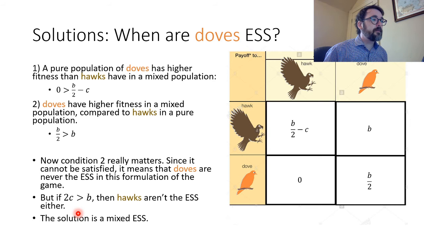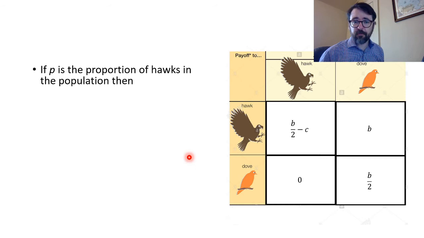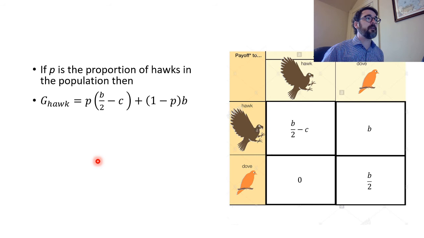But if the costs are more expensive than the benefits, 2 times the cost, then hawks aren't the ESS either. In that case, we get a mixed ESS. Right, and if P, just like before, is the proportion of hawks in the population, then we can multiply side to side to figure out that the average fitness of a hawk is going to be P times this, and 1 minus P times this. Right, it's going to encounter hawks P proportion of the time, and doves 1 minus P proportion of the time. So that's the average fitness of an average hawk across all its interactions in the population.